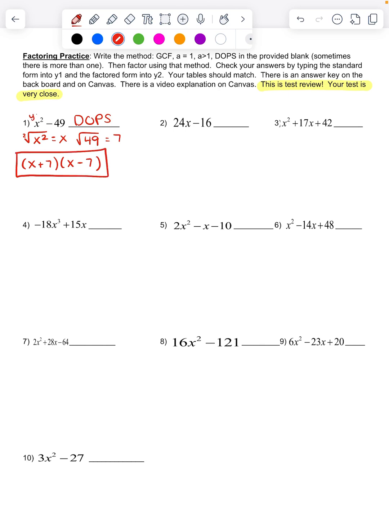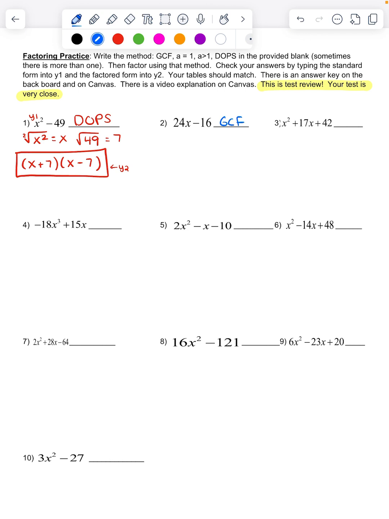Remember, you can always put the original in y1 and your answer in y2 and check to see if the tables match to check your answer. For the second one, there's 2 terms here, so again, it's either going to be GCF or DOPS. But one thing I know about 24 is that it's not a perfect square, 25 is, so it can't be DOPS, which must mean it's GCF.